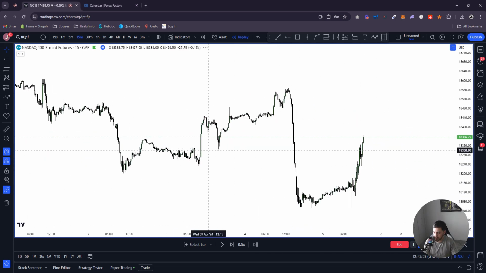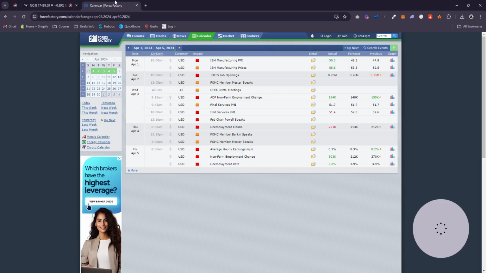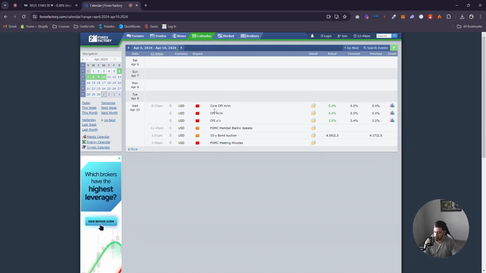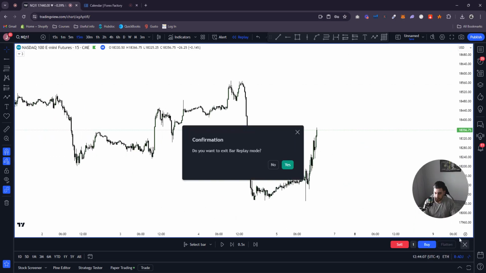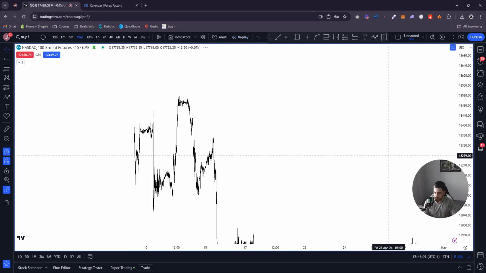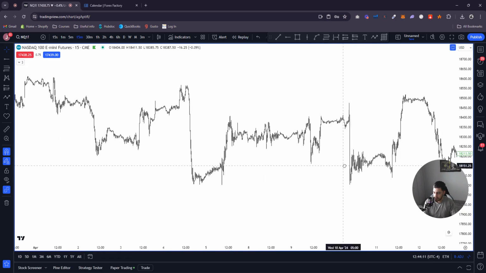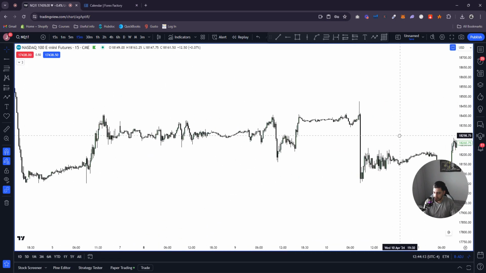Okay. CPI was, I believe, when was CPI? I think it was the following week. Yeah, it was April 10th. So let's go to April 10th so I can show you guys what happened here on CPI on April 10th. Boom. This is CPI right here.